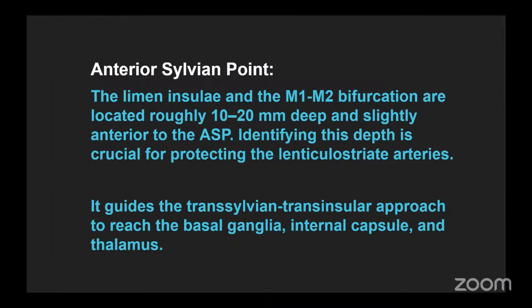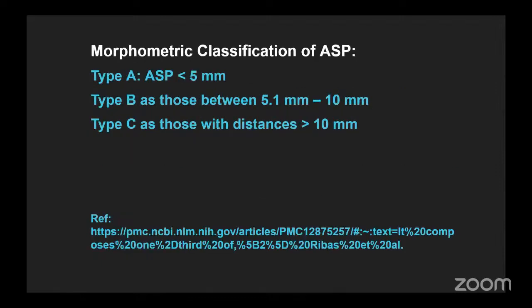And also, I did mention that this is the gateway for the insula. So once we open it, the limen insulae lies 1 to 2 centimeters in the depth. The M1, M2 bifurcation is also located. This is the region which also guides the Sylvian transinsular approach to reach the basal ganglia, the internal capsule, and sometimes thalamus. The thalamus is slightly inferior to this. Otherwise, if you go directly, you're going to land at basal ganglia.